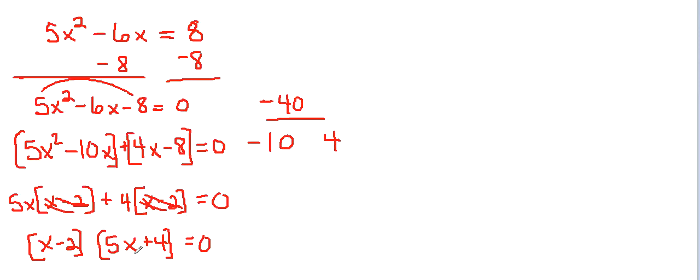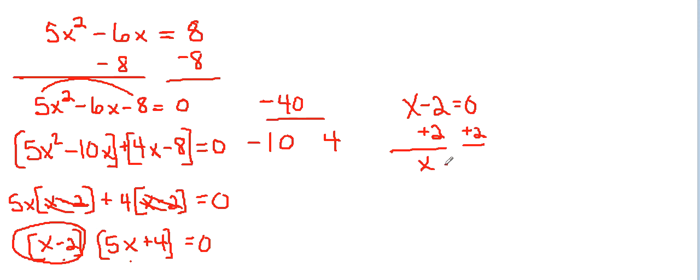Okay, so I'm looking for my solutions now. Since it's factored, I'm going to take each of these binomials here and get it equal to 0. So I'm going to take this one first. I'll bring it out over here. X minus 2 equals 0. Add 2 to both sides. So x equals 2 is one of the solutions. Put it here with a comma.